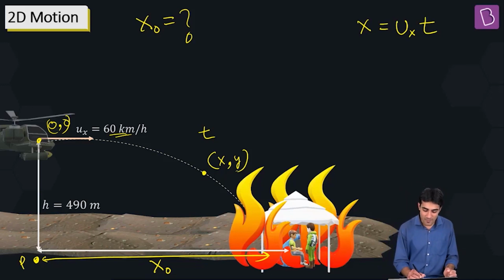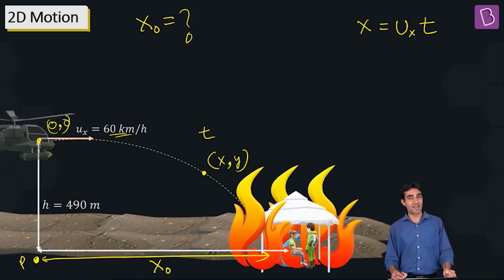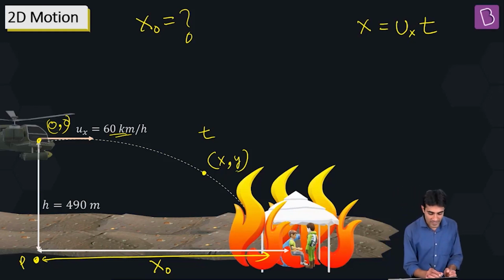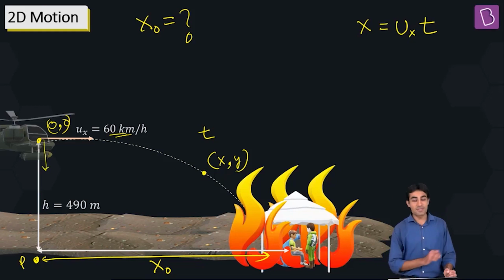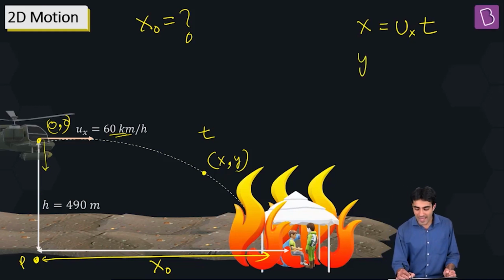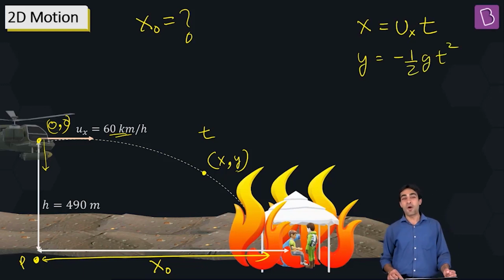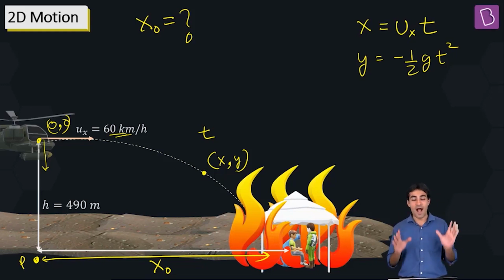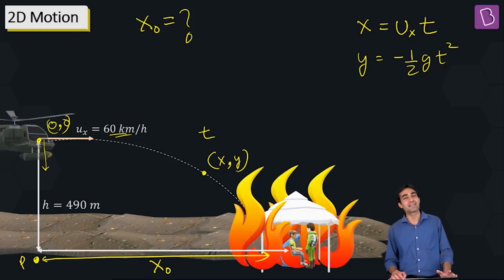Now, can we tell the y component? Yes, we can tell the y component. The y component actually depends on time. y is equal to minus half g t square, because in the vertical direction there was no initial component of the velocity. Yes, so uy was 0, hence we can write y is equal to minus half g t square. Yes, we can write that.